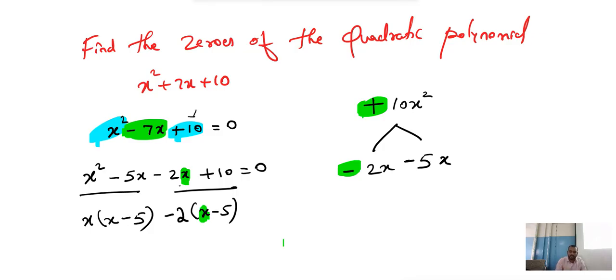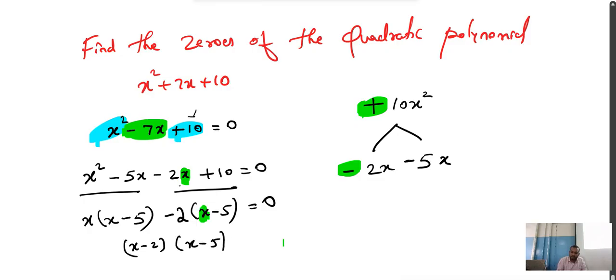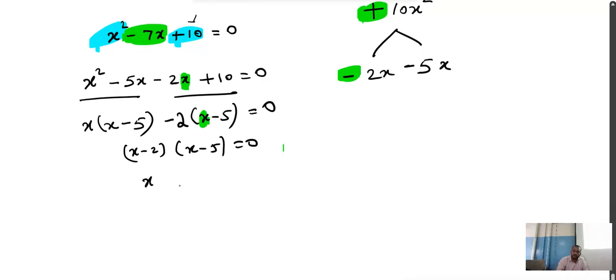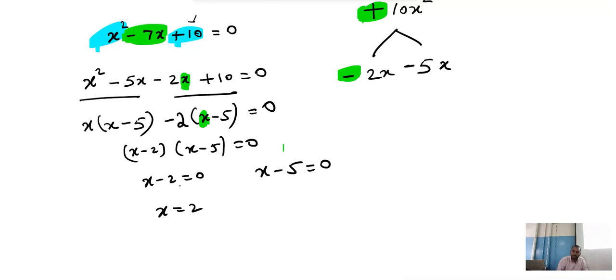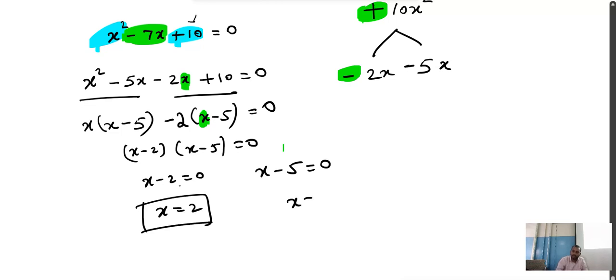See here, minus into plus minus, 2 into x, 2x, minus into minus plus, 2 5s are 10, is equals to 0. What is the outside term? X minus 2. What is the inside term? X minus 5 is equals to 0. Any doubts? Then x minus 2 is equals to 0, x minus 5 is equals to 0. X equals minus 2 comes to the other side, it becomes plus 2. X equals minus 5 comes to the other side, it becomes plus 5.